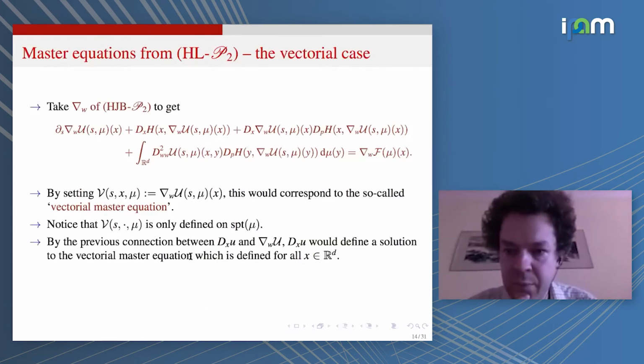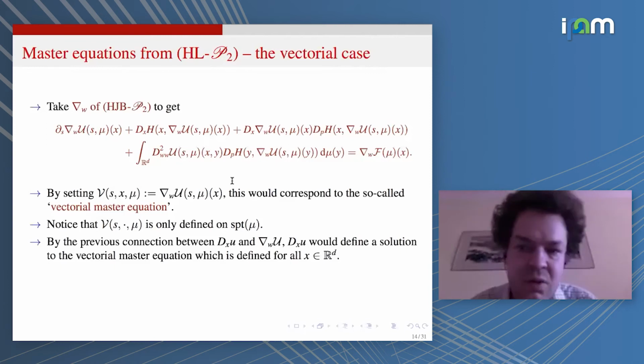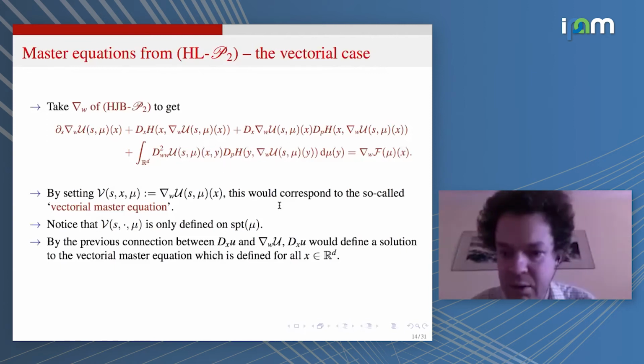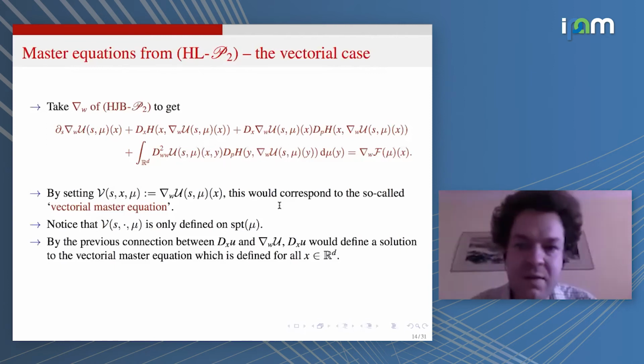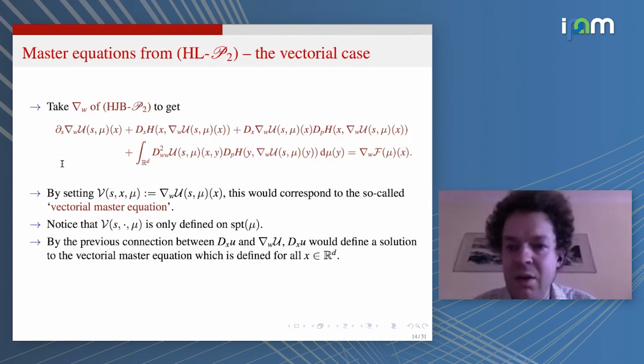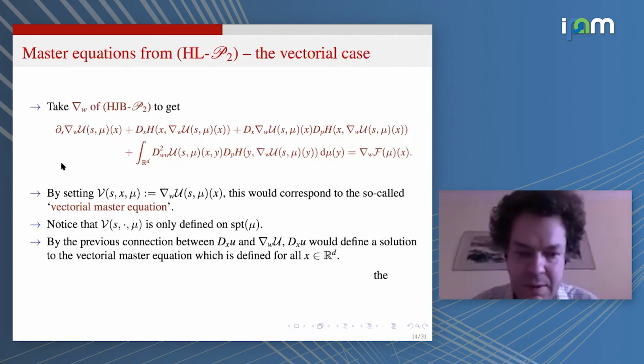And notice that by the previous reasoning, if we produce a regular solution for the scalar master equation, then the spatial gradient of it has to be a solution for this vectorial master equation. But vice versa, it's not that clear, right? If I just take a derivative of the Hamilton-Jacobi equation, from there I cannot really construct yet the value function. I have to go through that finite dimensional optimal control problem, for instance.